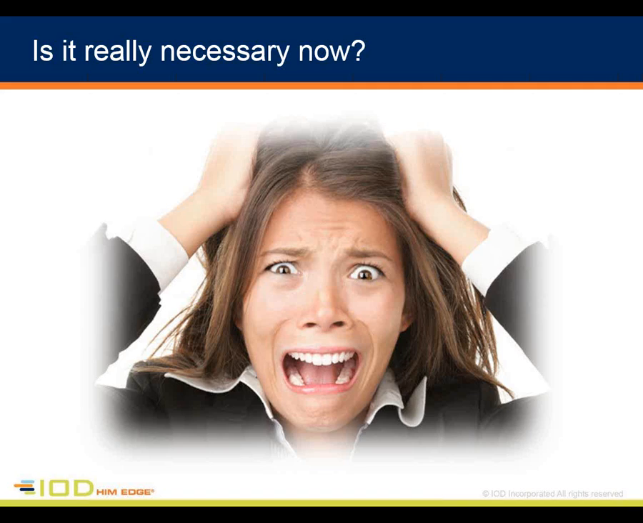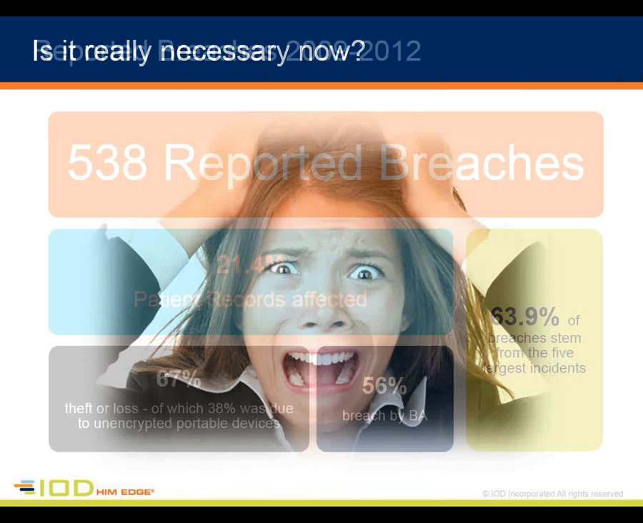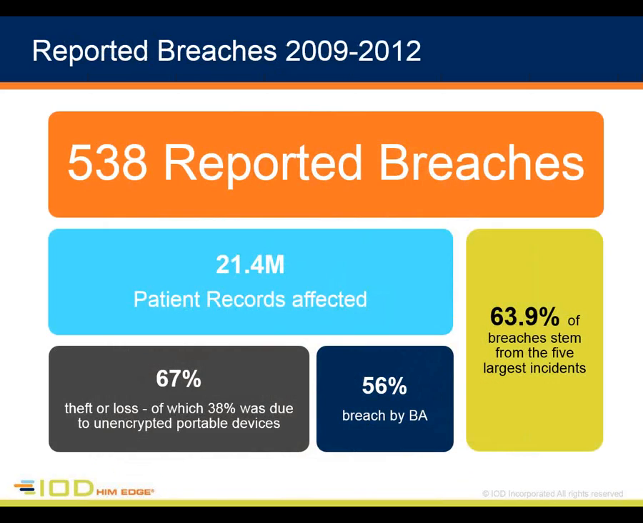But why are we being faced with these audits? Well, the OCR is looking for compliance to the HIPAA privacy, security, and breach notification requirements. This is why we're here. When we look at the reported breaches from 2009 to 2012, there were 538, but 21.4 million patient records were affected by those breaches. The OCR and CMS look at these numbers and ask themselves, could this be happening if business associates and covered entities were complying with the HIPAA regulations?